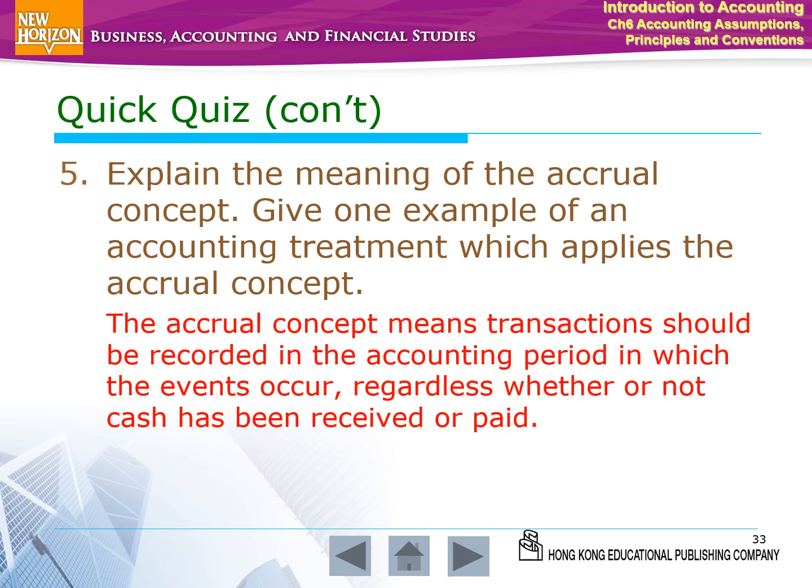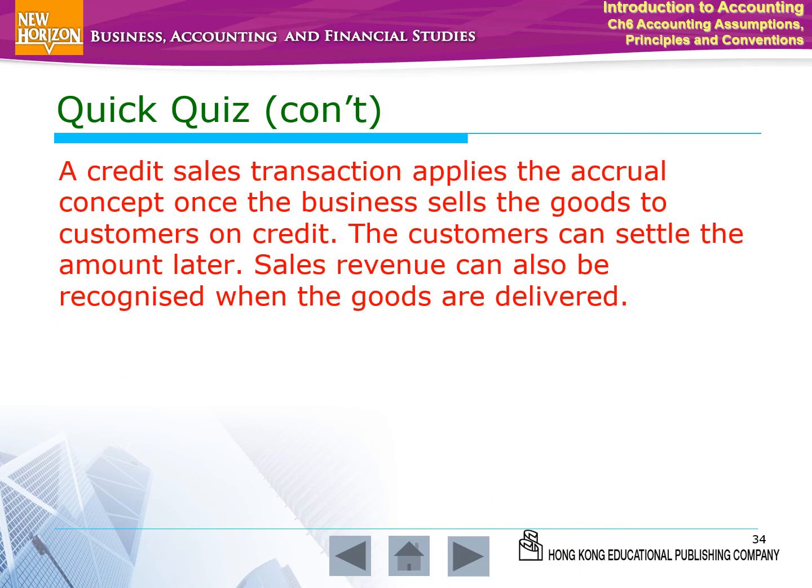Again, remember the definition of the accrual concept, which means transactions should be recorded in the accounting period in which the events occur, regardless of whether or not cash has been received or paid. An example is a credit sales transaction. Again, a credit sales transaction is one of the accrual concept examples. Once the business sells the goods to the customer on credit, that means the customer does not have to pay for the goods received immediately. The customers can settle their amount later, right?